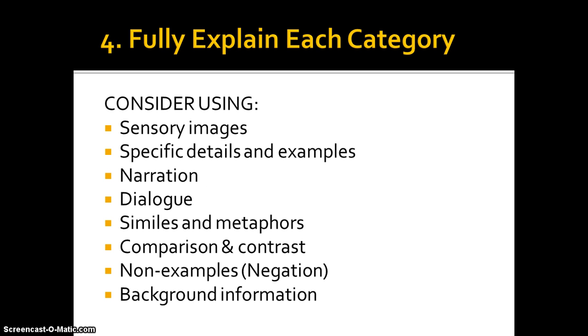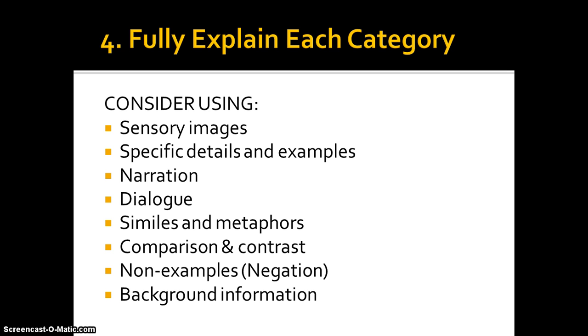So you want to make sure you're not leaving anything major out as you're planning your categories. And then you want to fully explain each category, and those techniques that we've been talking about with descriptive essays and narrative essays, those come back into play. So if you thought you were finished with them, you are wrong. So things like sensory details, specific details, and examples. Some of those examples might be in the form of anecdotes. We might use a little bit of narration, a little bit of storytelling, and we might incorporate some dialogue. Similes, metaphors, comparison, contrast, these are also good things to help develop your categories.